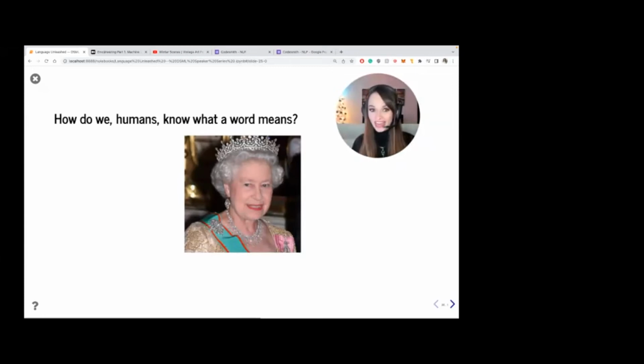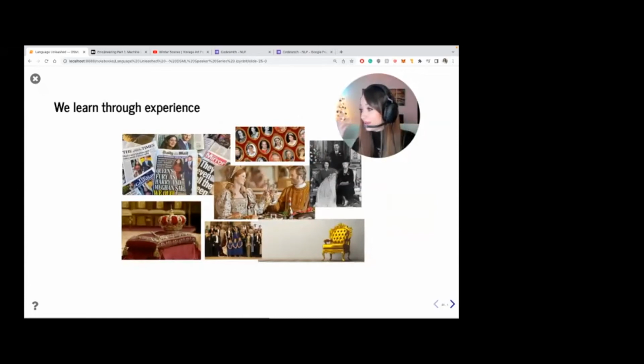So we have to ask ourselves, how do we humans know what a word means? So for example, if I say the word queen, many of you are going to start having images in your head. Depending on where you're from, you might be thinking of the British royalty, or maybe the Romanovs, or just tiaras and cute dresses. I love beauty pageants, so I'm definitely thinking of Miss Universe and Miss World and Miss International. But in the end, we all learn through experience, and all those images that we have in our head are because we've gotten them through experience.